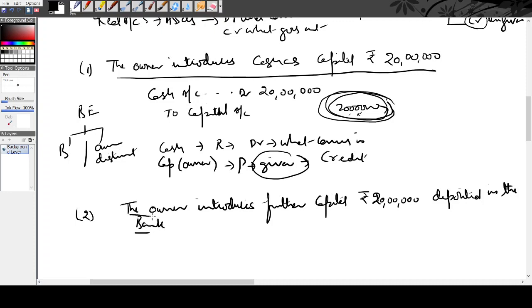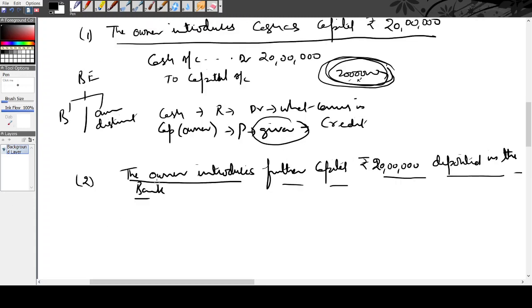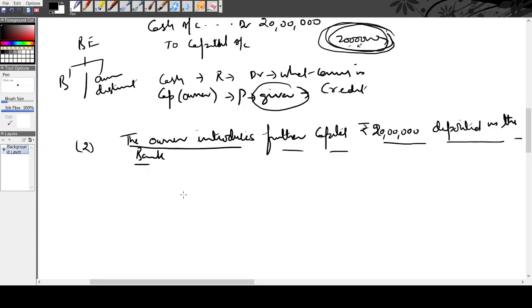So what the owner has done is introduce further capital. Instead of introducing hard cash, he is depositing the money in the bank account of the business. So a separate bank account has been opened, and in that account the owner is depositing money. The bank is receiving money on behalf of the business. This bank account belongs to the business. I'm going to debit bank.